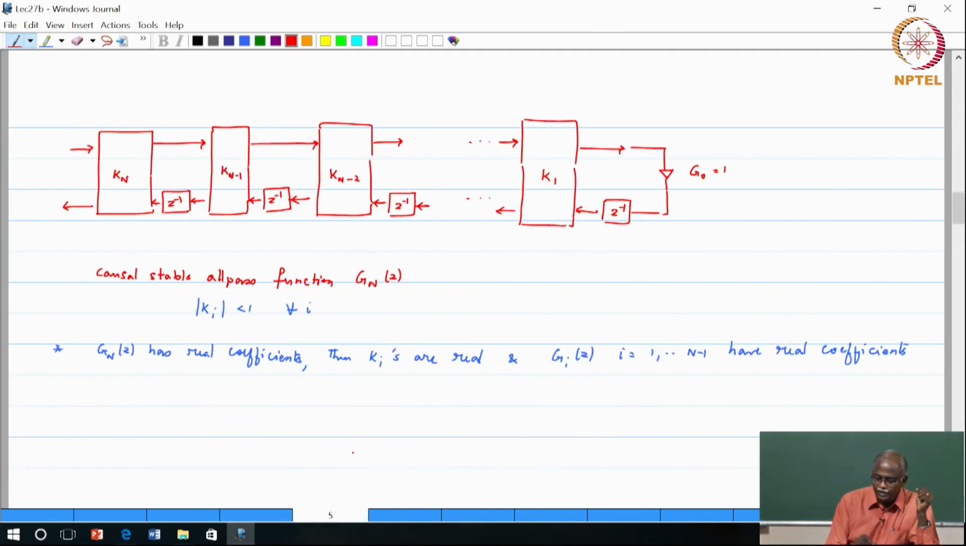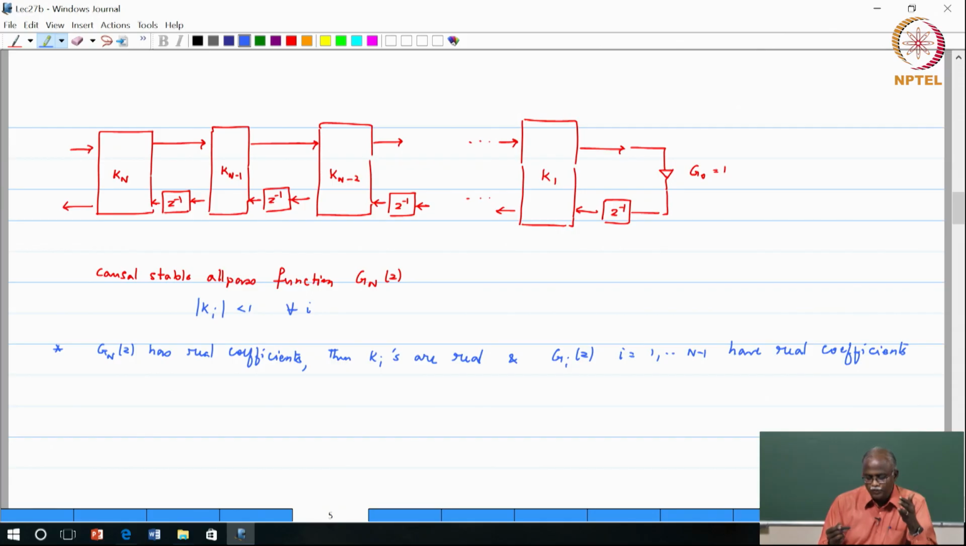The other one is that you can actually carry this forward for the entire length of the filter. Based on the order of the filter, you will get that many stages, and you will basically get these coefficients Kns.